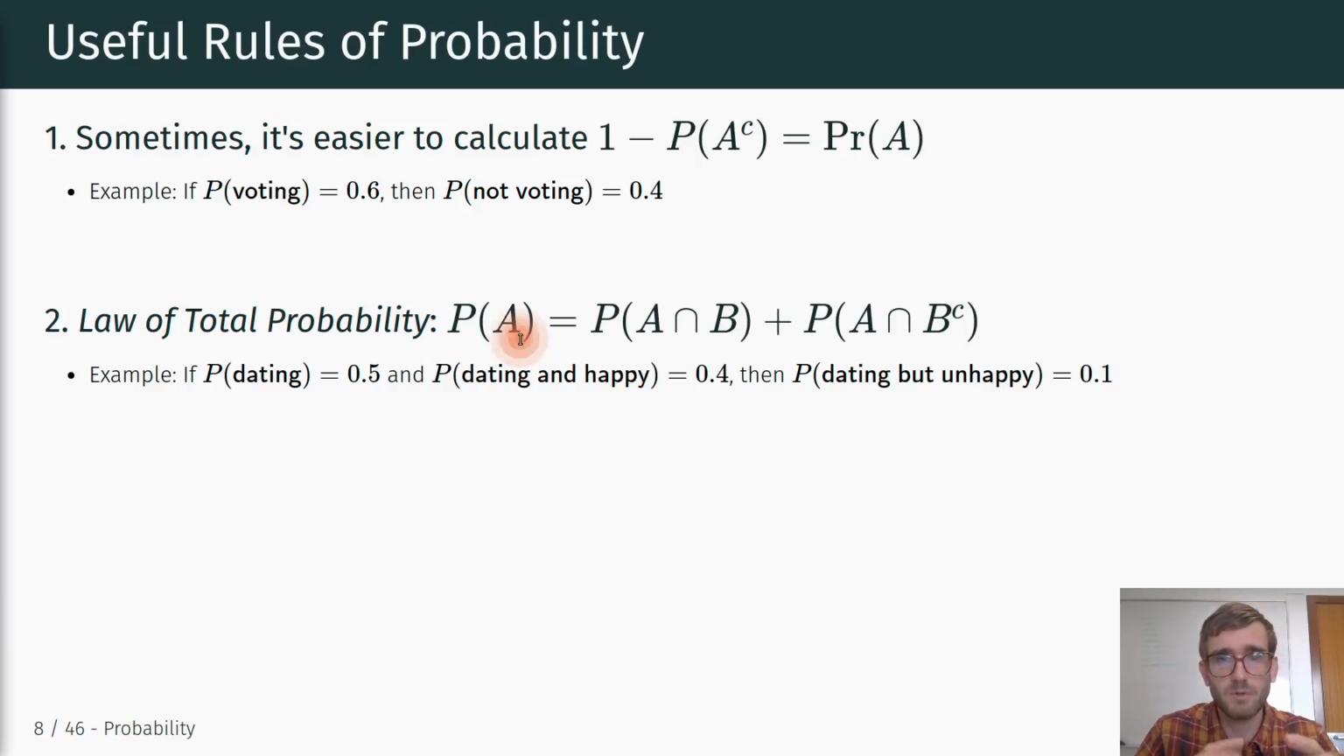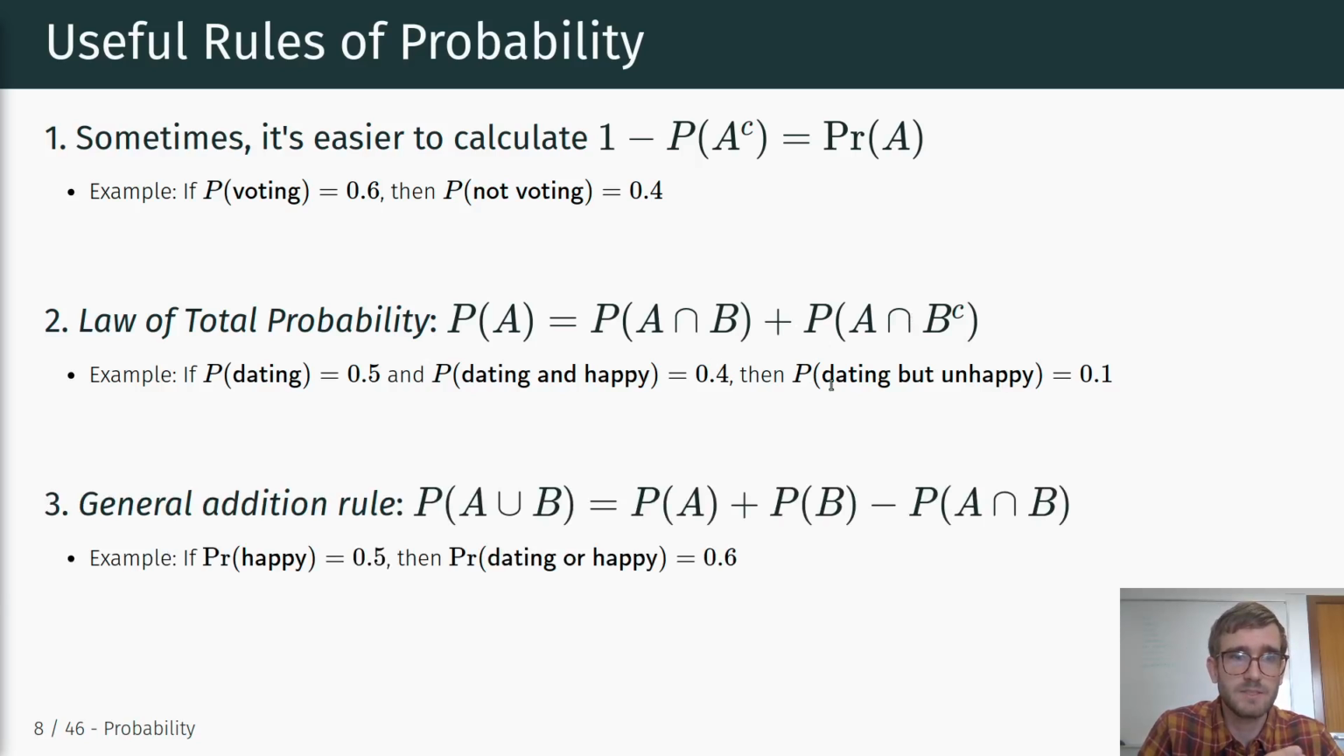So in other words, the probability of A happening is equal to the sum of two separate probabilities. One, the probability of A intersect B, and the probability of A intersect complement B. So that's the probability of A and B happening at the same time, and that's the probability of A and not B happening at the same time, right?